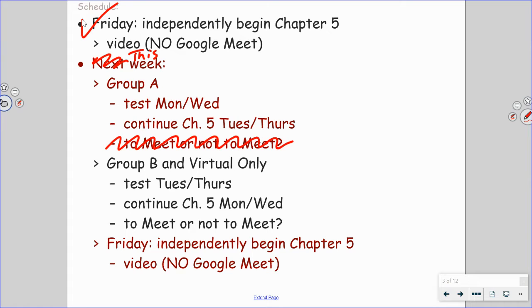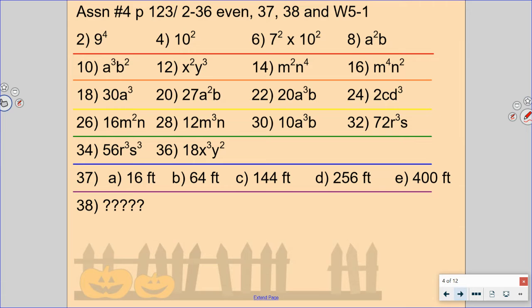Now, Group B will follow a similar path, but they're just going to slightly switch things up. You're continuing Chapter 5 Monday and Wednesday. Tuesday and Thursday will be your test. And once again, this week is an anomaly. Totally strange not to have any Google Meets. Friday, again, will be independent, continuing on with Chapter 5, but that is normal not to have a Google Meet. So that's where we are for the week. Please let me know if you have any questions, and we will continue.